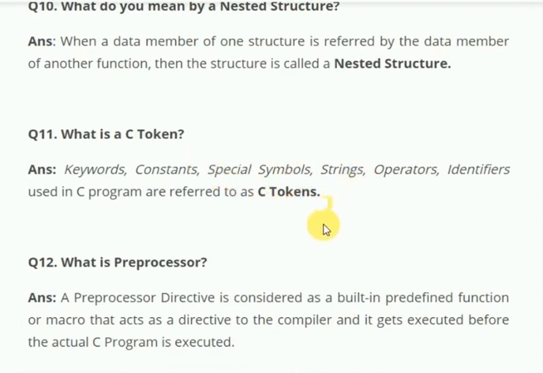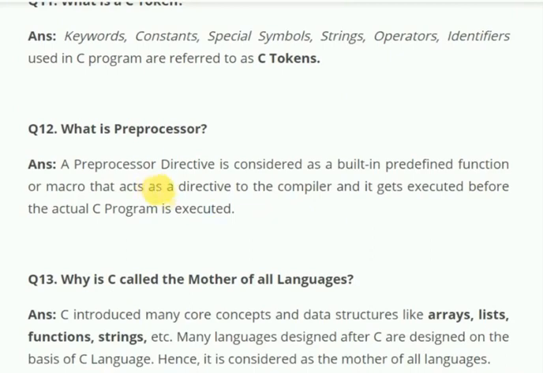What is a preprocessor? A preprocessor directive is considered a built-in predefined function or macro that acts as a directive to the compiler, and it gets executed before the actual C program is executed.